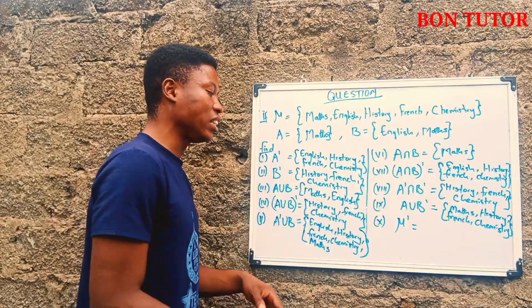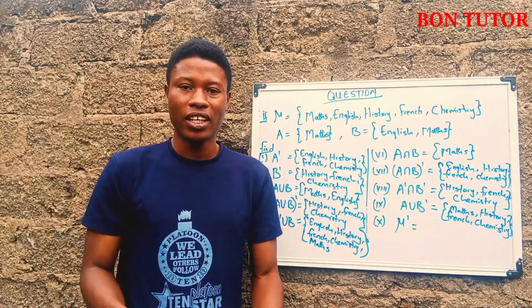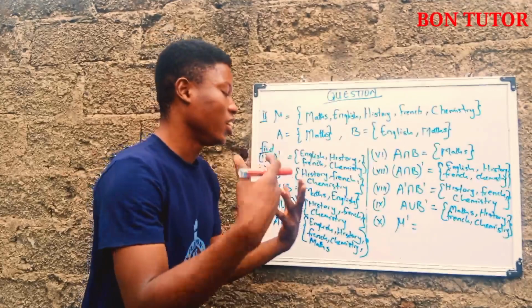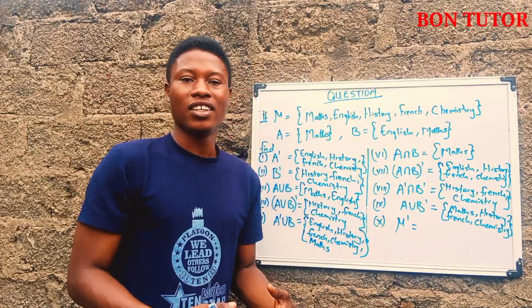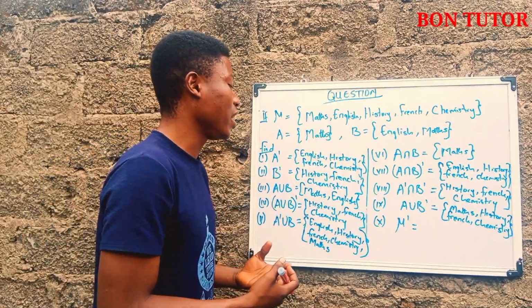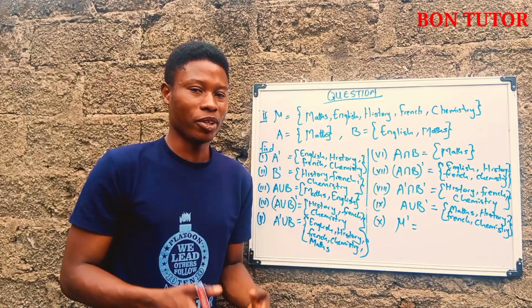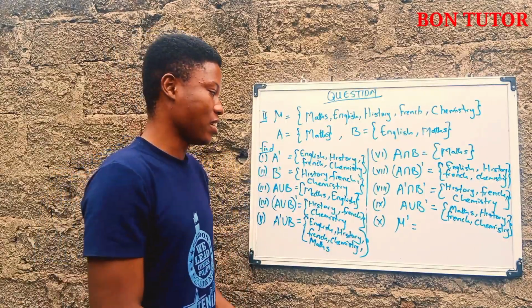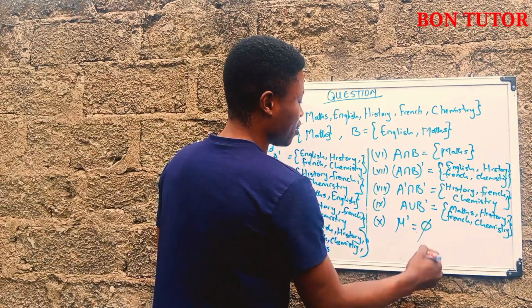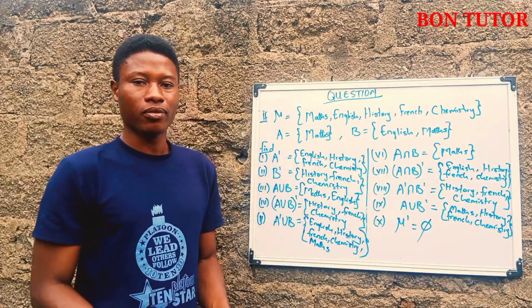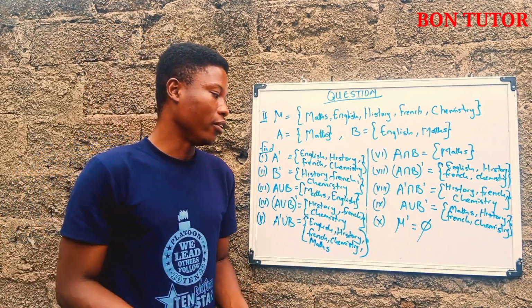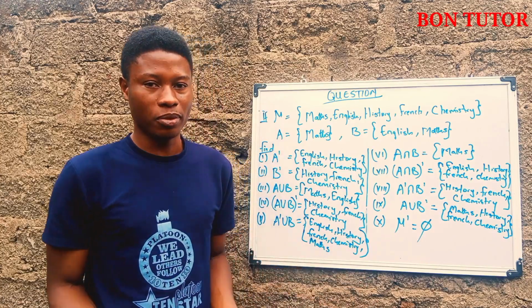And the last one says the universal set prime. The universal set prime is telling you the elements that are in the universal set but we can say are also not in the universal set. So the answer to that one is simply none. Or should I even say impossible?